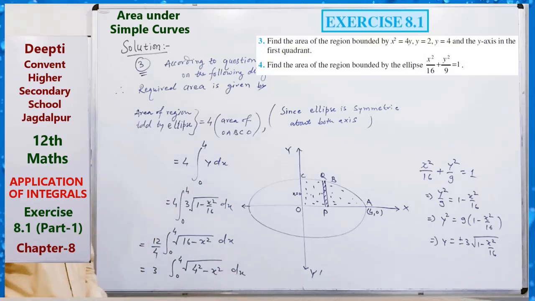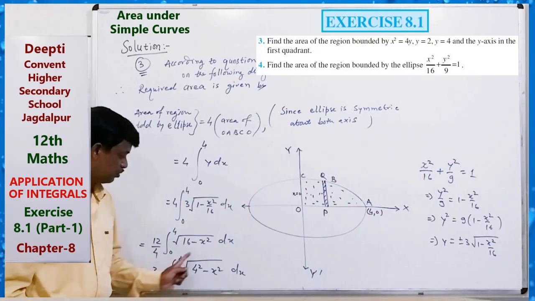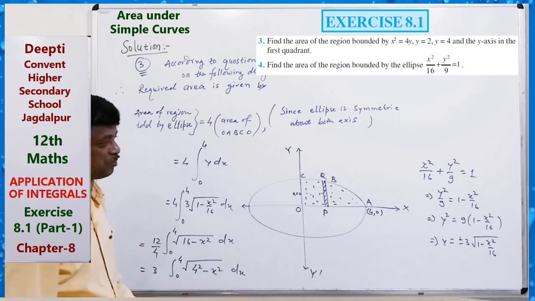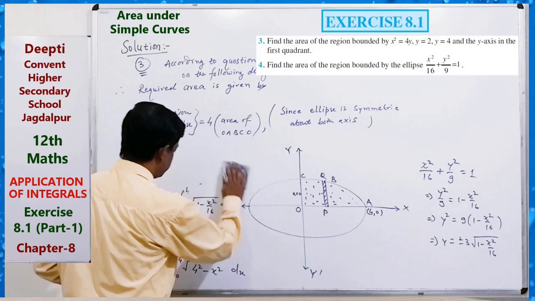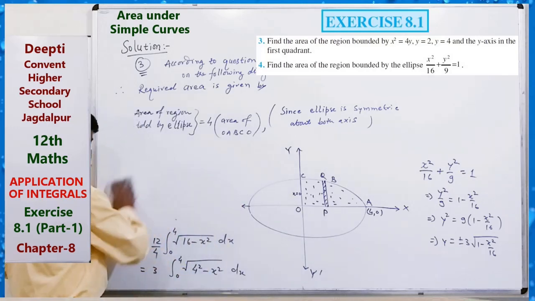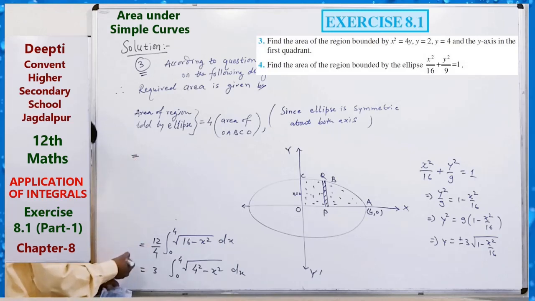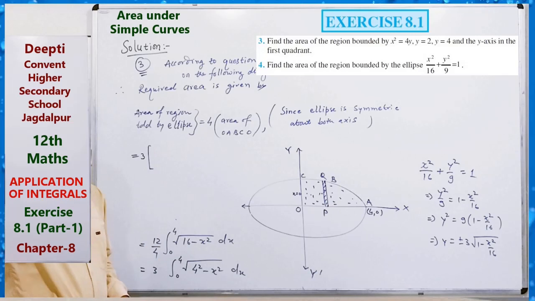And we know the formula for this integral, root over a square minus x square. So we can put the value of the integral by direct formula. What will be the formula? This is equals to 3 times the integral of root over a square minus x square.